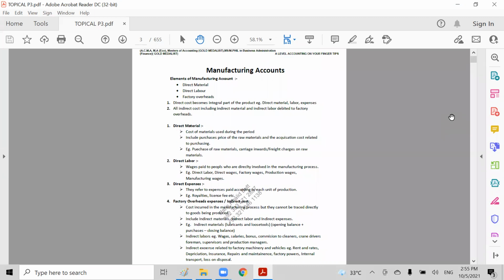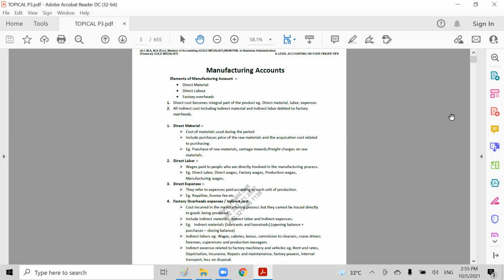And generally what happens is that there are two chapters, manufacturing and non-profit organization. Out of these two chapters, we used to find one question in your paper 3. One question will come from these two chapters, and then one question from business purchase, and then cash flow and company will find one question. And then one question sometimes comes from consignment and joint venture. And this is how the financial accounting covers.